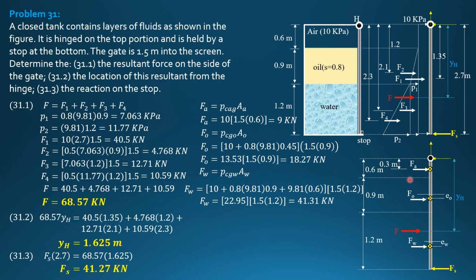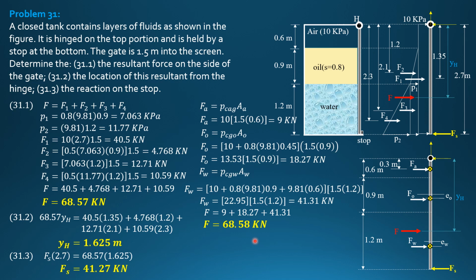Therefore, F is equal to F of air plus F of oil plus F of water. So 9 plus 18.27 plus 41.31, and it is equal to 68.58. So they are practically equal. It's because of rounding off the values of pressure, of course. So they are equal.